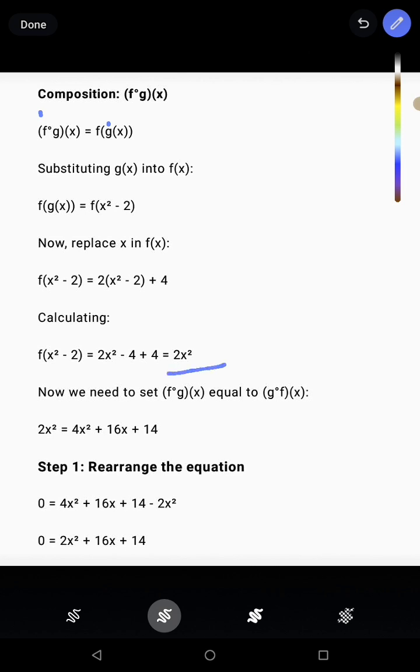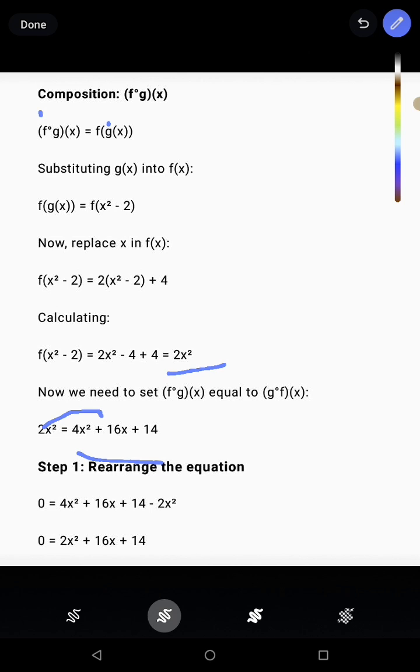That's the value for f compose g. Now what do we get for g compose f? The first question we solve, that's 4x squared plus 16x plus 14. Now for what value of x will this thing be correct? That's the question. And what do we do? Bring this one here, then set it equal to 0, solve it quadratic-wise.